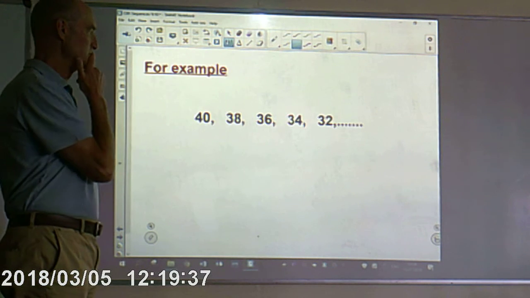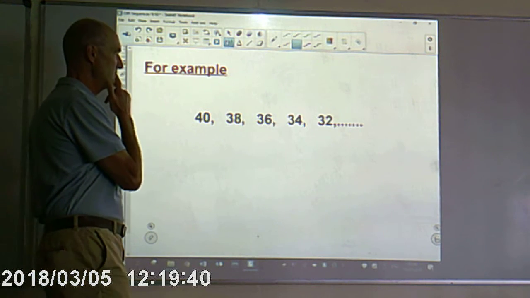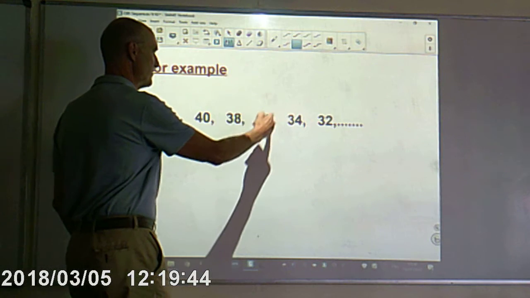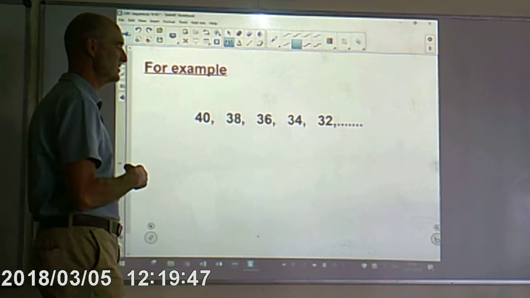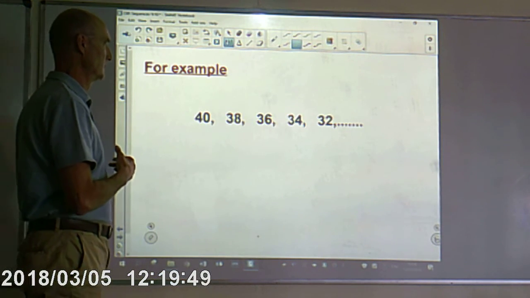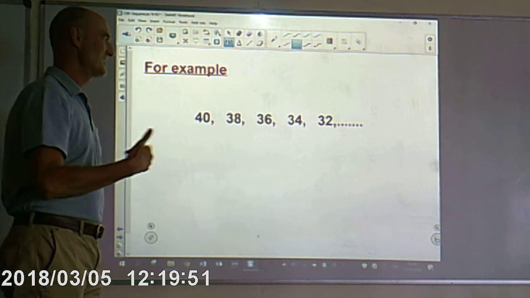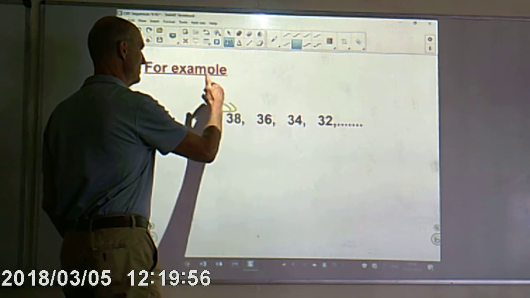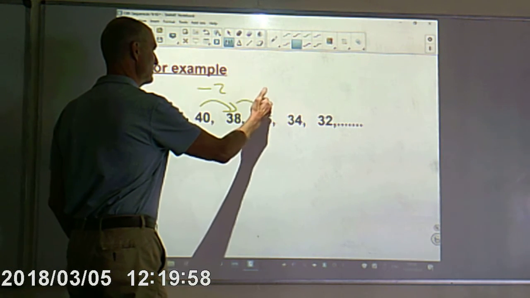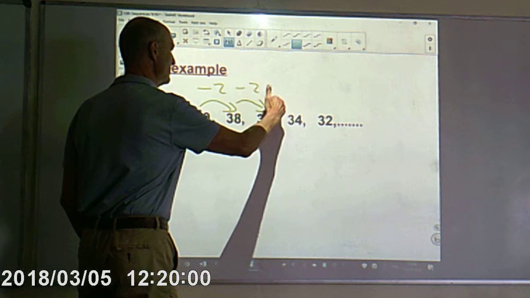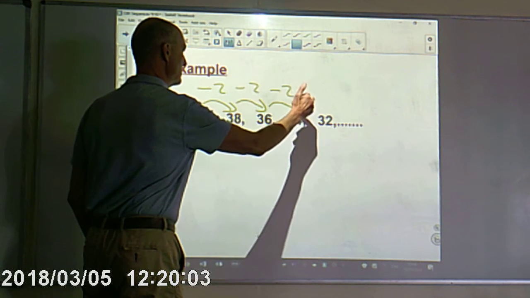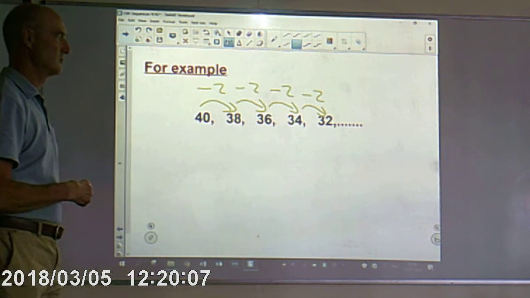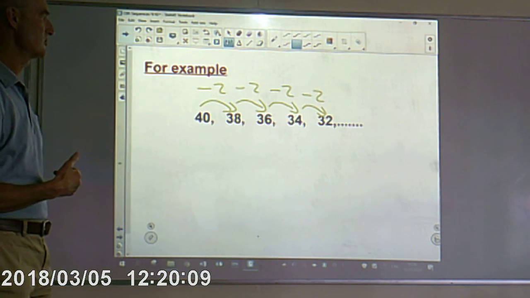Now, what about this one? What's the difference between each of these terms? First term, second term, third term, fourth term, fifth term. What's the difference between each term? Well, this time we're actually going down by 2 each time. So our difference is -2. We're taking 2 away each time.